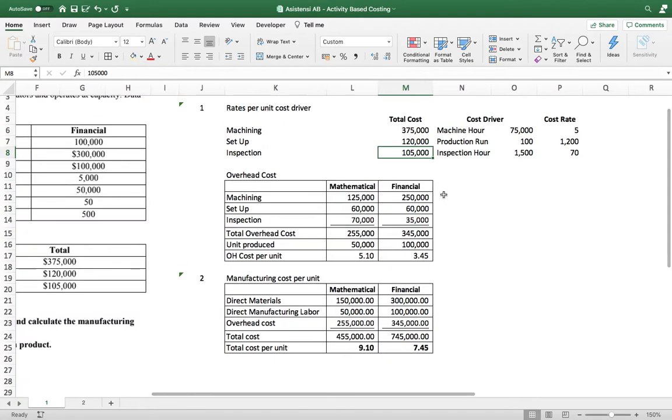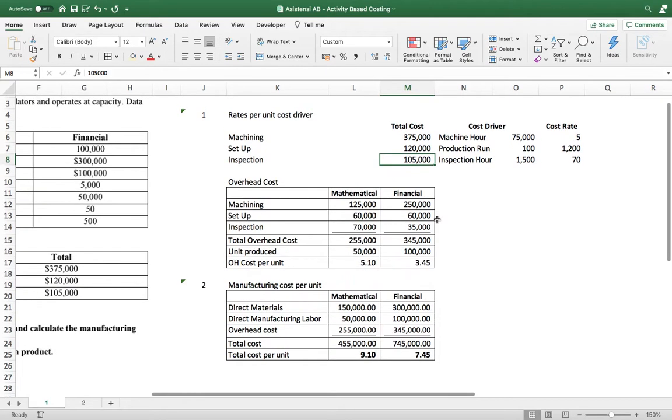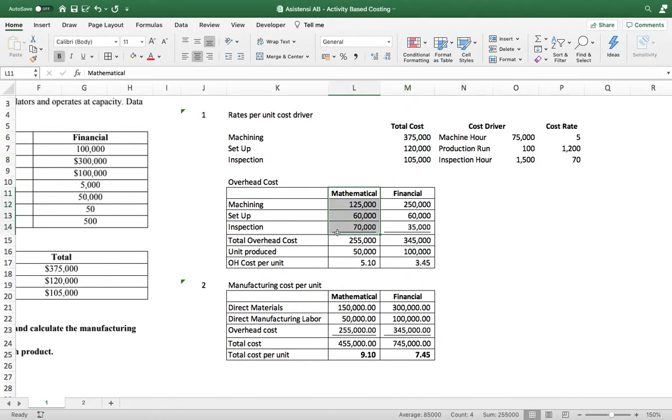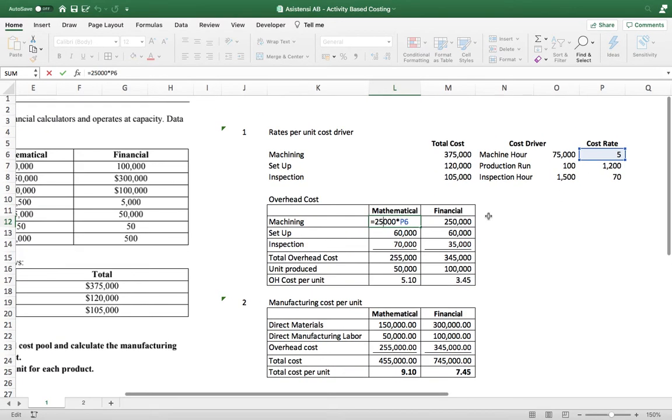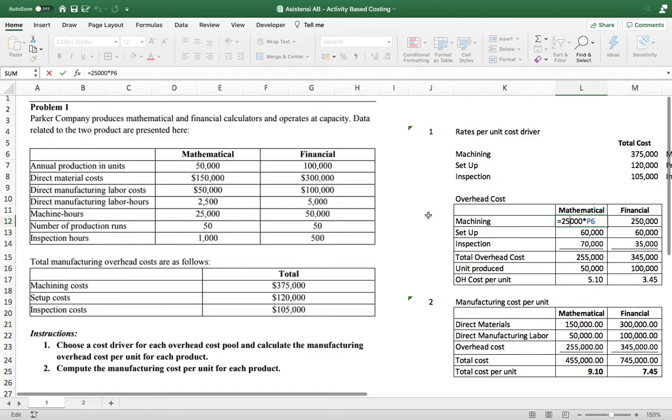Given those rates, we can calculate the amount of overhead cost that is allocated to each of the products, which in this case is the mathematical calculator, and the second one is the financial calculator. Starting from the mathematical product, we sum up all of the overhead costs, which consist of machining costs, and you have to calculate it by the cost rate times the number of the cost driver. In this case, it's 5 times the machine hours, and we can see the machine hours are 25,000, given in the problem.